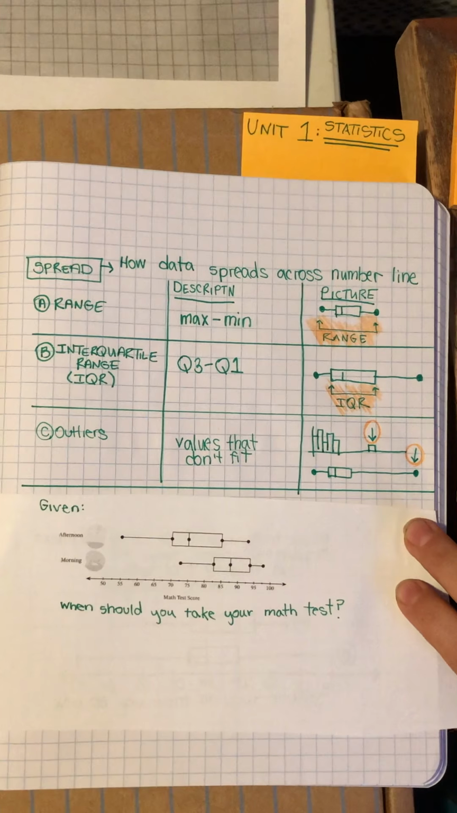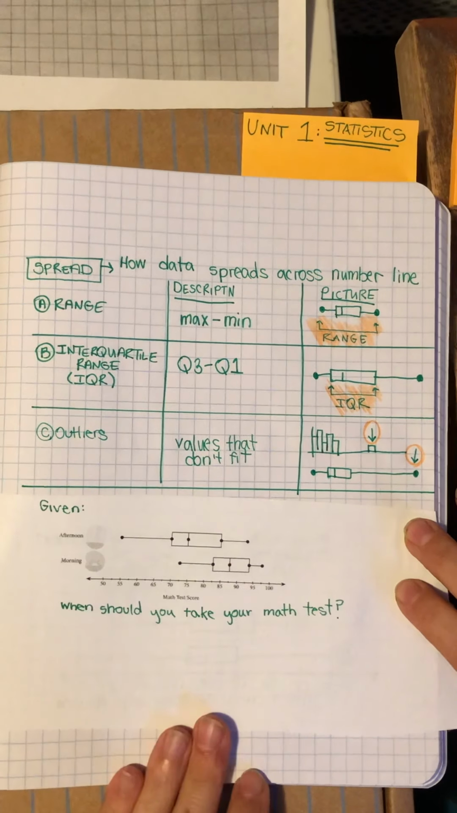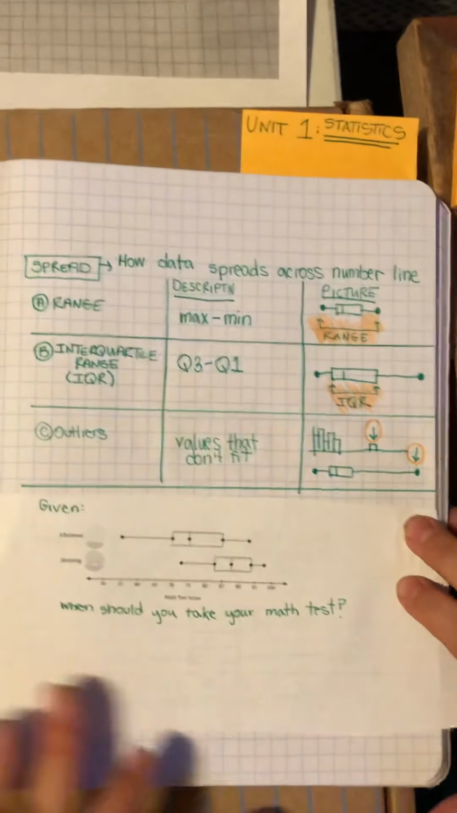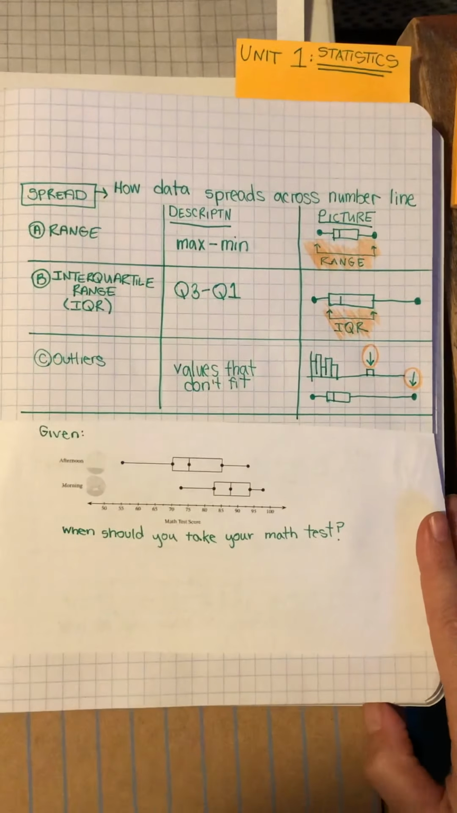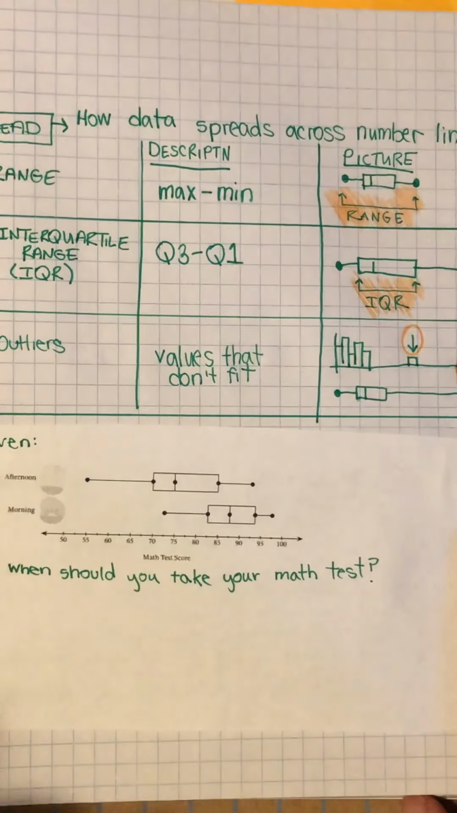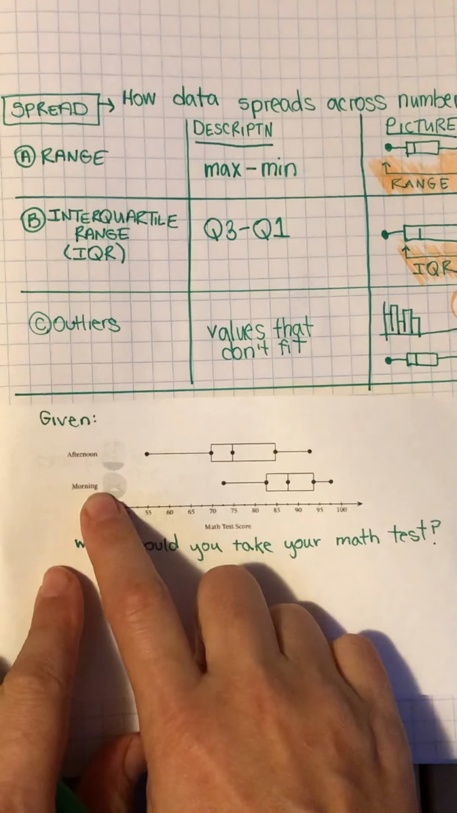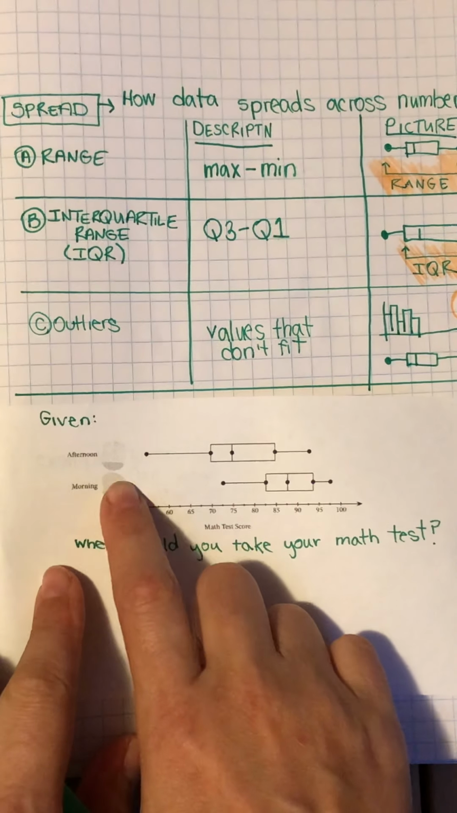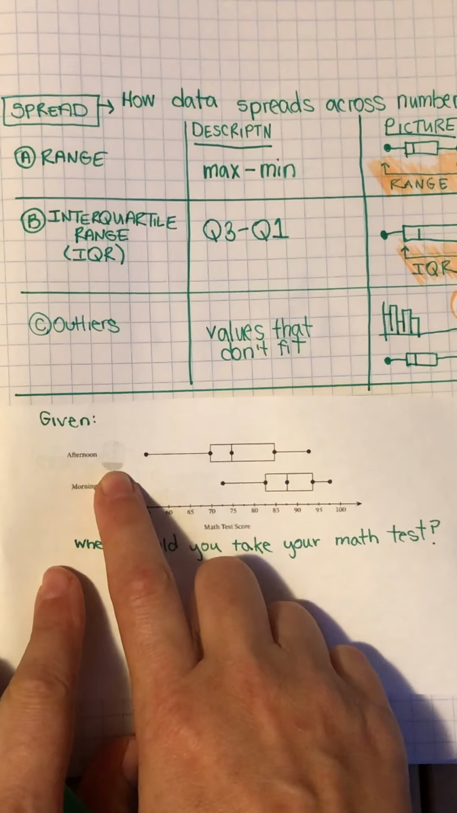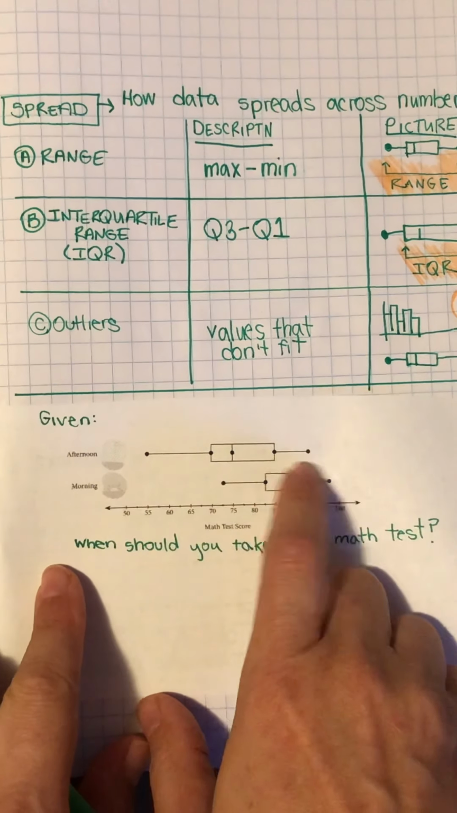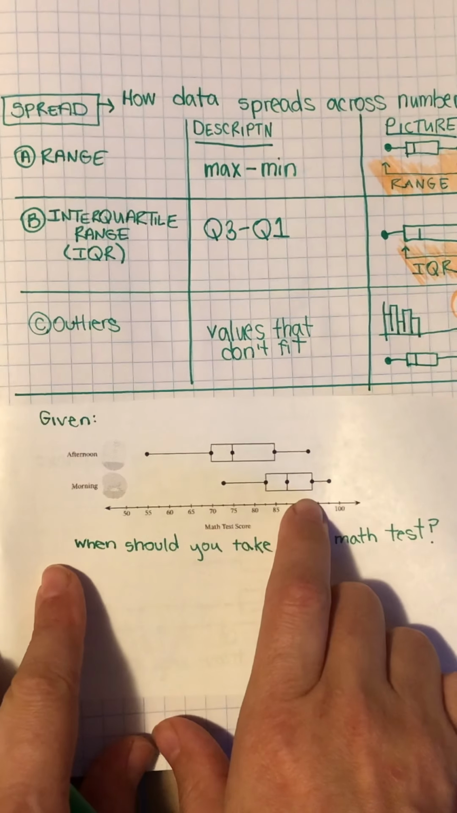All right, let's talk about a situation. Or as I say to my child, situation. I don't know. So we're given this. Let's see if I can zoom in at all. So you've got your math test scores, and we've got the afternoon and the morning. So the sun's already up, and the sky's bright. These are our test scores in the afternoon, and these are our test scores in the morning.